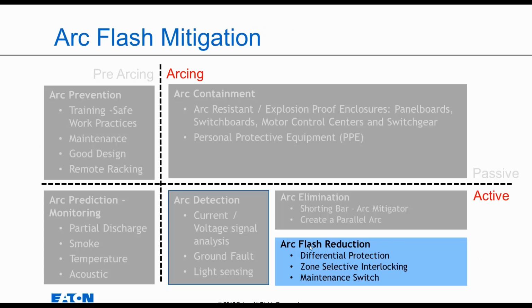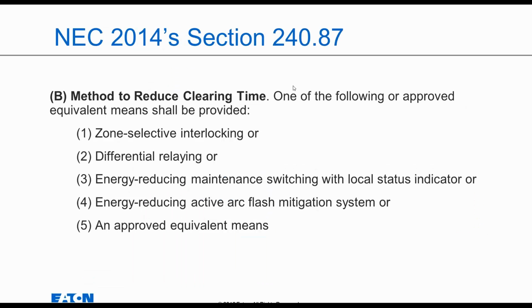Another one is arc flash reduction. And again, the arcing condition has occurred. These are more active systems. So let's look at that. As a matter of fact, they're all listed in the National Electrical Code 2014 section 240.87, method to reduce clearing time. There's our clearing time again.